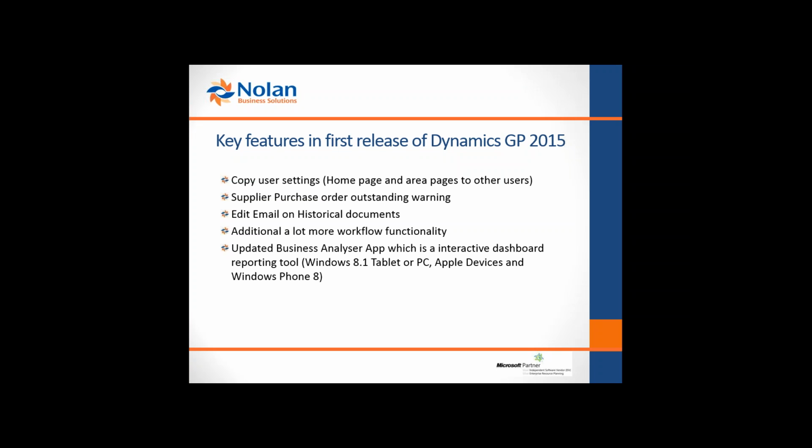So if someone rings up and gives you their email address and it's different from the original one, you can actually change that now. I think there are 9 new workflow functionalities added, which they would go through in more detail in the previous demo, if you wanted to request that. Business Analyzer, the app, has also been updated. It's an interactive dashboard reporting tool, which now works with Windows 8.1 tablet or PC, Apple devices, and Windows Phone 8.